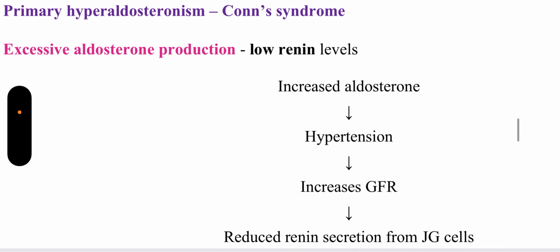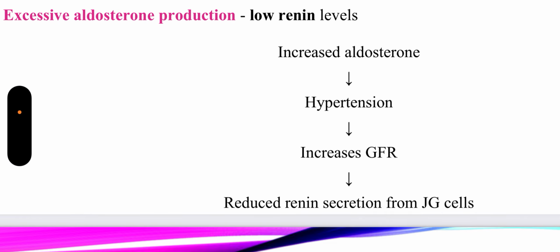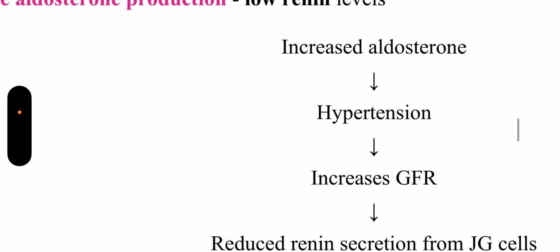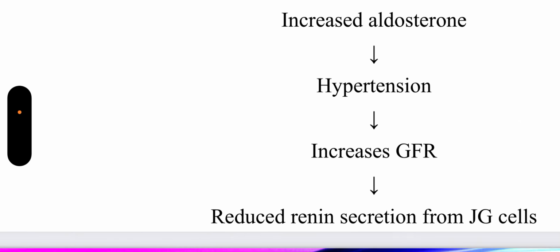Whenever there is an increase in the level of aldosterone, there will be an increase in the sodium ion concentration inside the body, or you can say there will be hypernatremia. Increase in sodium ion concentration along with increase in ECF will give rise to hypertension that will increase the GFR, and once the GFR is higher, it will cause reduction in the secretion of renin from the juxtaglomerular cells of kidney. Okay.